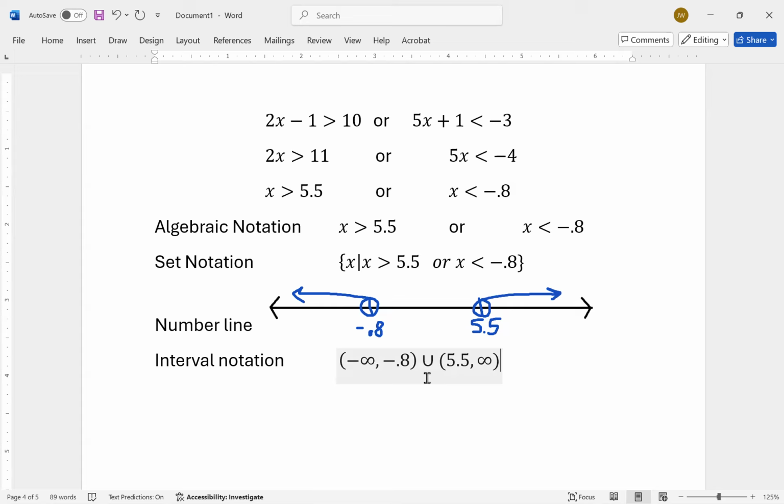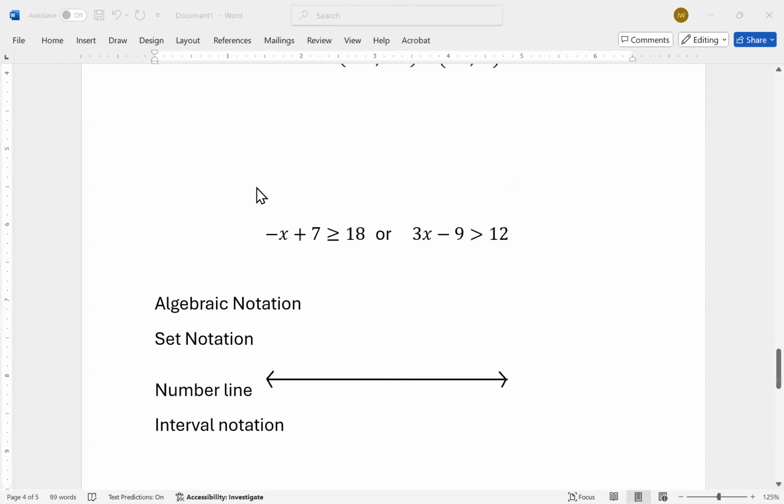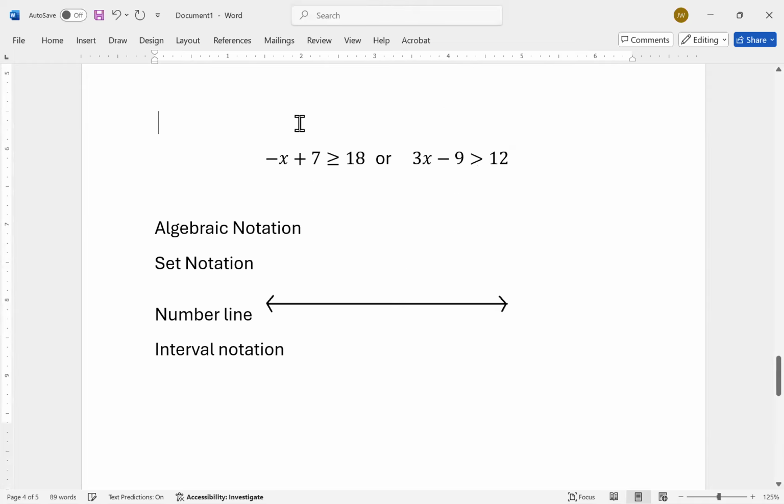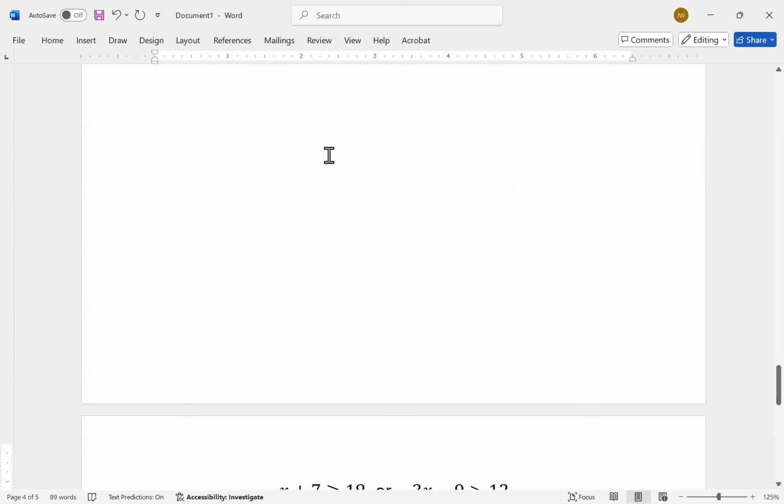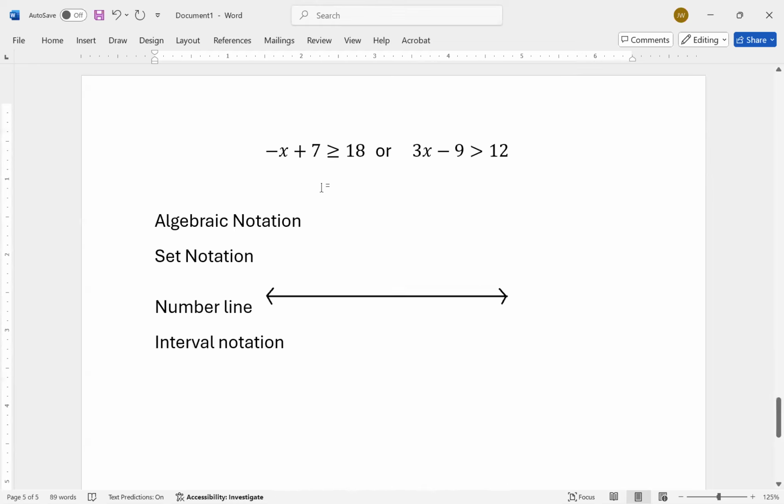So there you go. Compound inequalities with OR, we just end up with two regions. Most of the time they don't overlap. And then we put them together utilizing a union symbol. Let's look at the next one. In fact, let me start this next one on a new page so I have plenty of room.